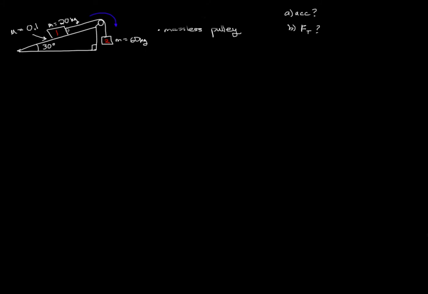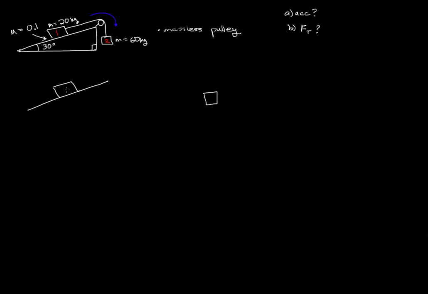So we actually have two objects that are moving in this situation. We have the first box and the second box. The first step is to draw all the forces acting on each box. So first let's do box 1, and then we'll do box 2 later on. So what are all the forces? There's really 4 forces you want to consider: gravity, friction, tension, and normal force.